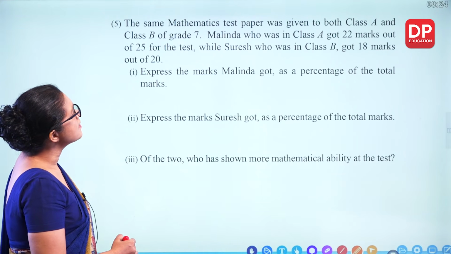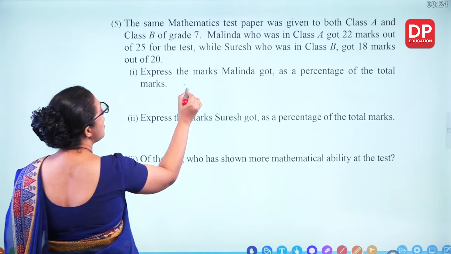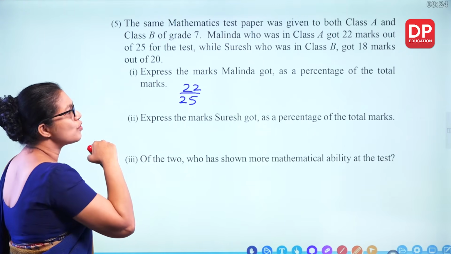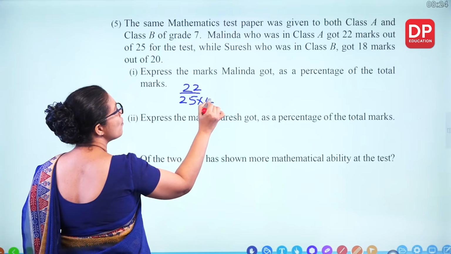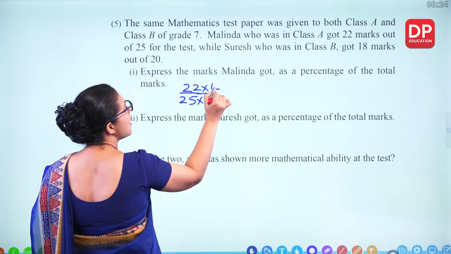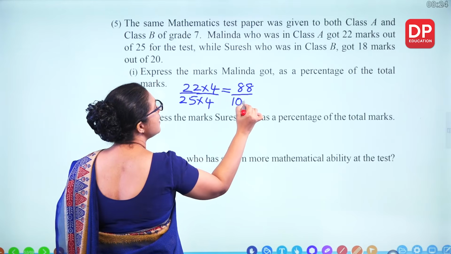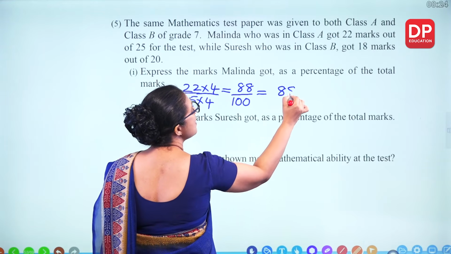Malinder, who was in class A, got 22 marks out of 25. So, how do you convert to a percentage? Multiply by 4 to get the denominator 100. 88 over 100, that means 88%.